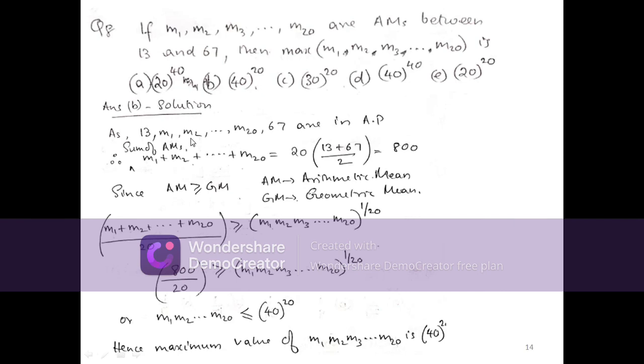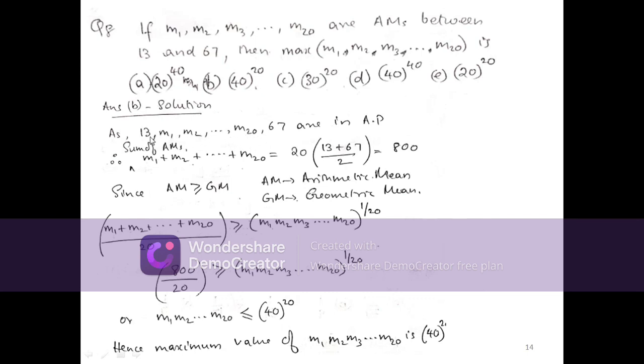Since 13, m1, m2, up to m20 and 67 are in arithmetic progression, the sum of the arithmetic means m1 plus m2 up to m20 is equal to 20 into 13 plus 67 by 2. Okay, this is a formula. If you have more than one arithmetic mean, m1, m2 up to m20 are the arithmetic means.